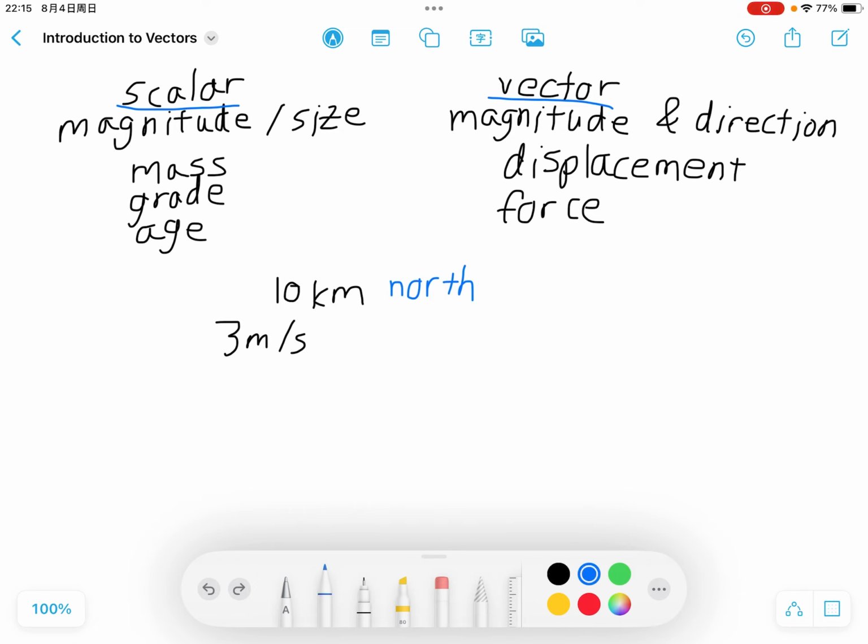Now, if I said we walked 3 meters per second to the right. So let's just say I walked 3 meters per second to the right. Right now, we know our direction, which is to the right. It may not be really specific if I'm just telling you this because you don't know where I am, where I started from, and where I am facing. Yet it already has a direction. So this is what makes it a vector. So let's try another example.